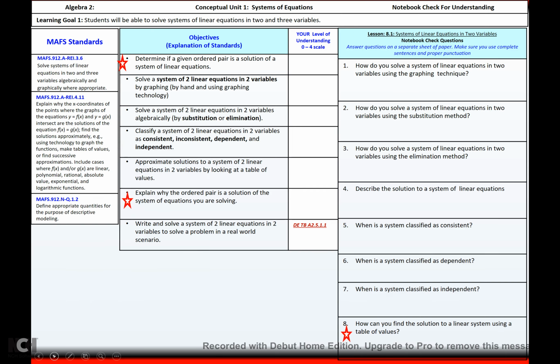Alright, your homework is not on Math Excel tonight. So, how can you find a solution to a linear system using a table of values? You look for matching y's.